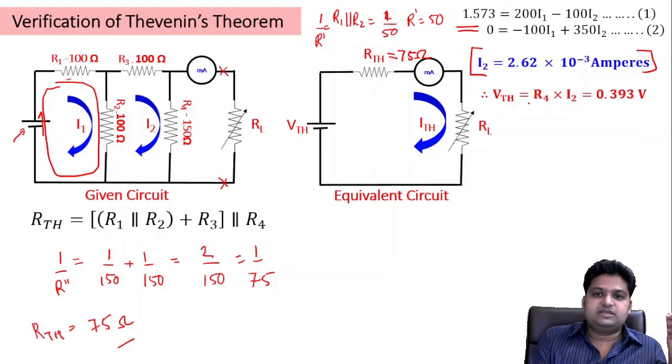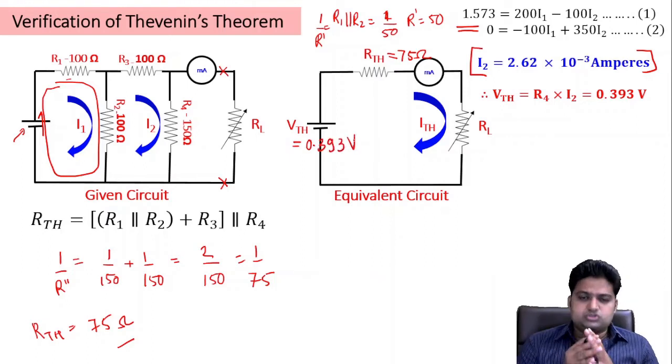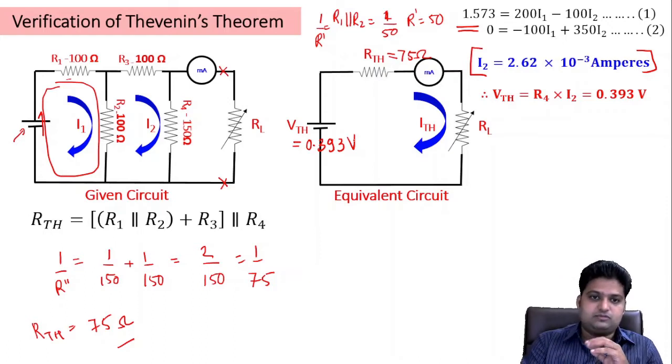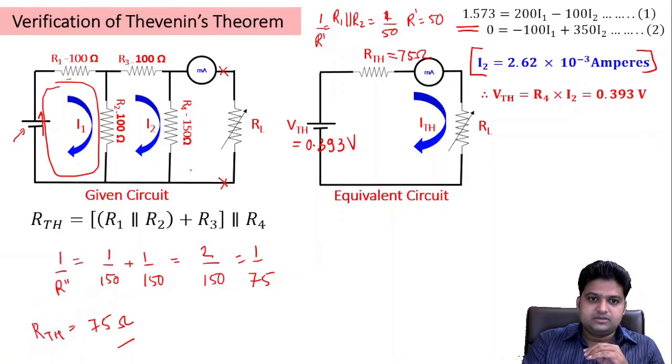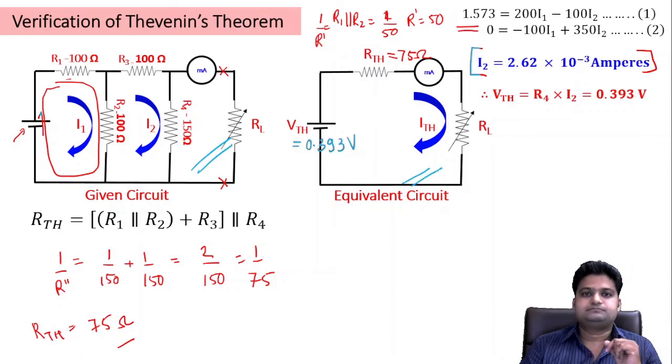Therefore VTH will be R4, that is 150 into I2, and if you just do that, you will get 0.393 volts. So VTH will be equal to 0.393 volt. If Thevenin's theorem is true, then whatever current I get using this circuit, I must get the same using this circuit.